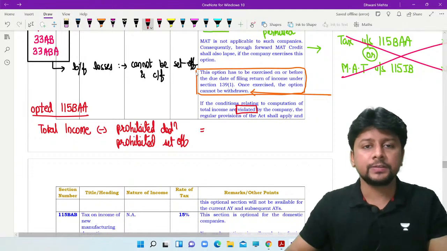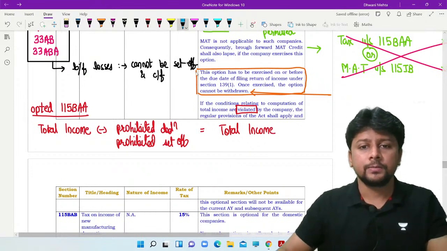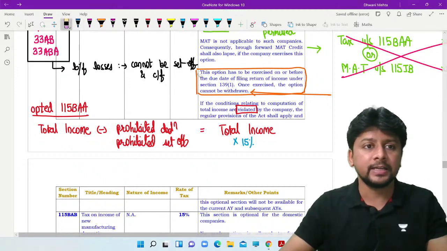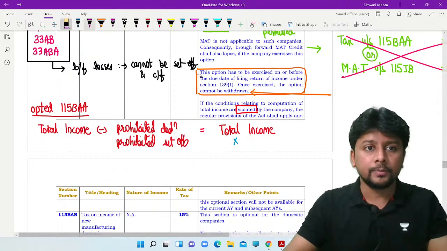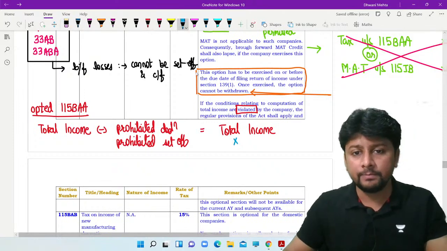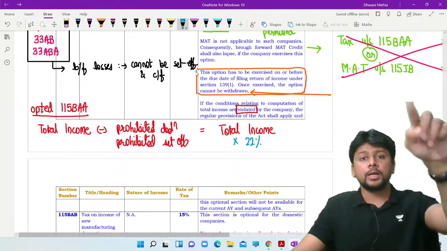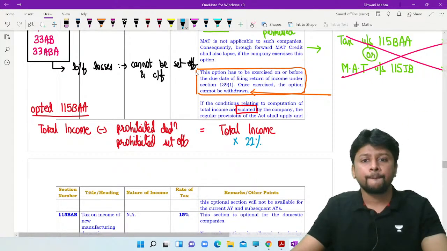And by doing this, it has finally calculated its total income. And on this, it has paid tax at the rate of 15%. Sorry, it has paid tax at the rate of 22%. Now you are opting for 115BAA, but the computation is not done according to 115BAA. This is treated as a violation.